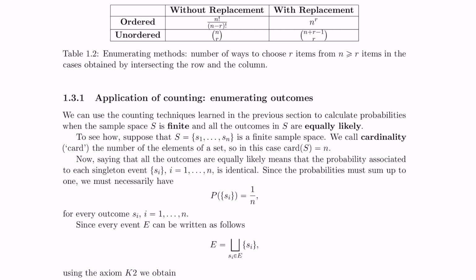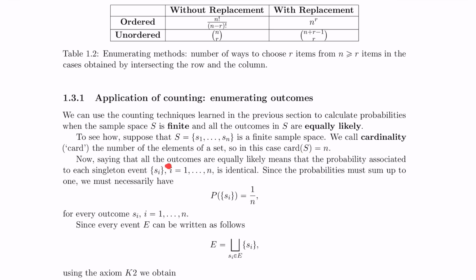It is possible to use the counting techniques that we have learned in the previous lesson in the case in which the sample space S is finite and all the outcomes in S are equally likely to happen. In general, we call cardinality the number of elements of a set. So, if the sample space S is given by the outcomes s1, ..., sn, then its cardinality will be n.